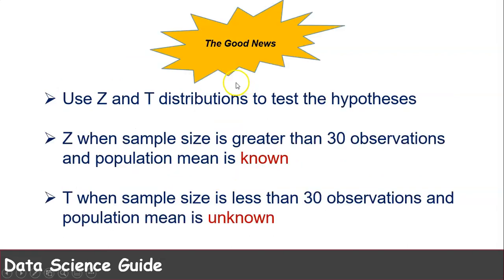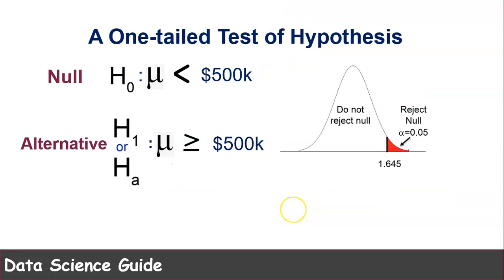And the good news here, we can use Z and T distributions to test the hypothesis. Z when sample size is greater than 30 observations and population standard deviation is known, and T when sample size is less than 30 observations and population standard deviation is unknown. And we have two types of hypothesis.